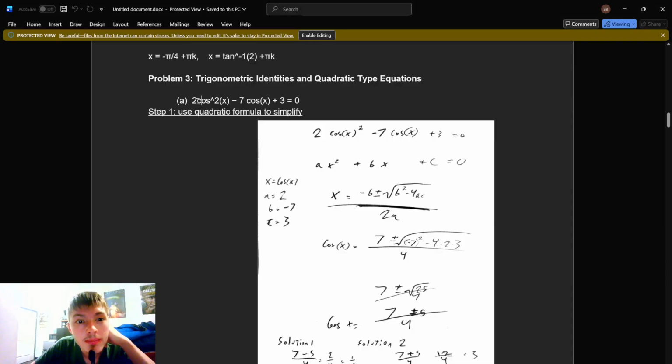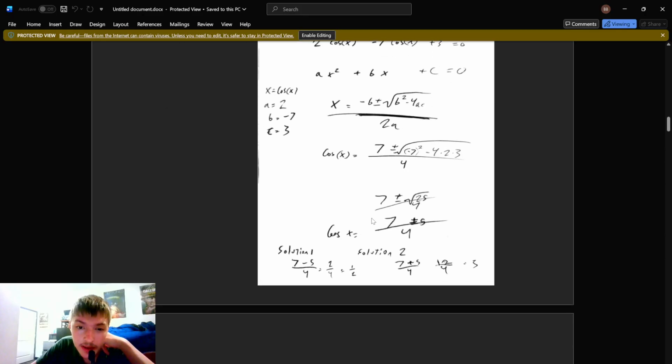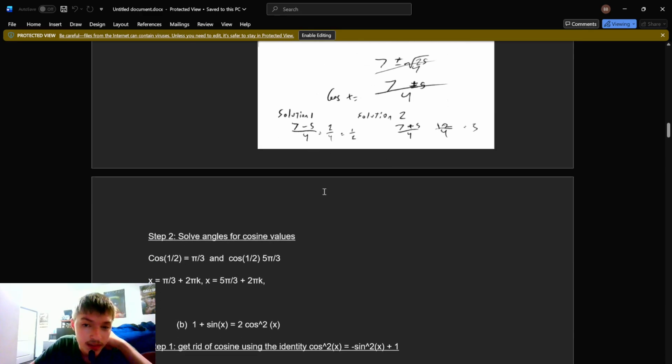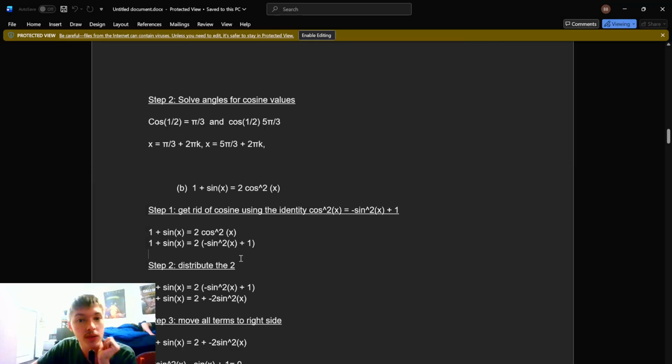The third problem, we use the quadratic formula to simplify it down, which gives us two possible solutions. Cosine inverse of 1/2 equals pi over 3, and cosine inverse of 1/2 equals 5 pi over 3. These are both possible solutions that are defined.